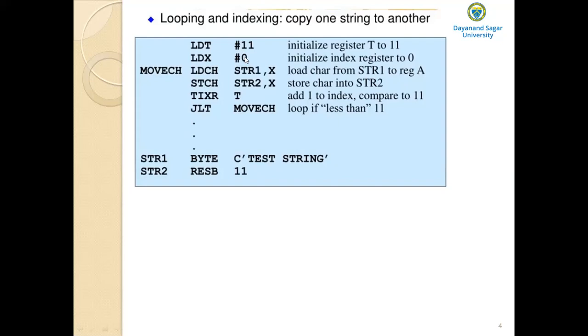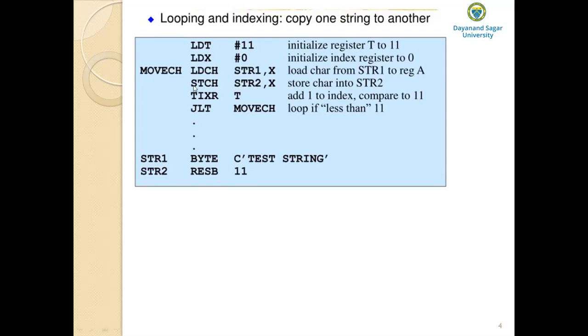Then start copying the characters in string str1 into str2, one by one, using the LDCH and STCH instructions. Load the first byte of str1 into the rightmost 8 bits of register A; that is what the LDCH instruction does. LDCH str1,X, where X is the index value. In the first loop, X will be 0, so we are pointing to the first byte of str1. Now that first byte is available in register A.